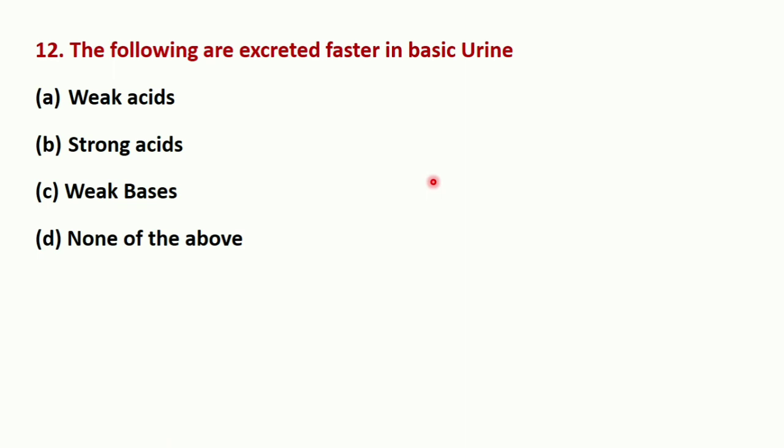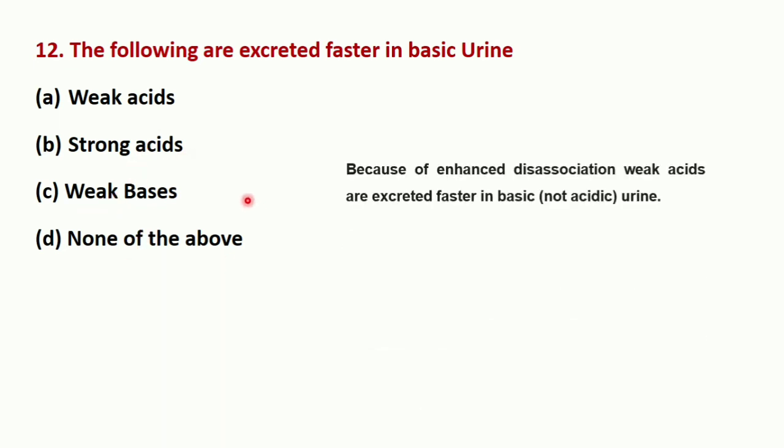And next: the following are excreted faster in basic urine. So in basic urine, which drugs are mostly excreted faster? The given options are weak acids, strong acids, weak bases, and none of the above. We can observe that, because of enhanced dissociation, weak acids are excreted faster in basic urine, that is, in non-acidic urine. In basic urine, most of the weak acids are completely dissociated and easily excreted through urine.